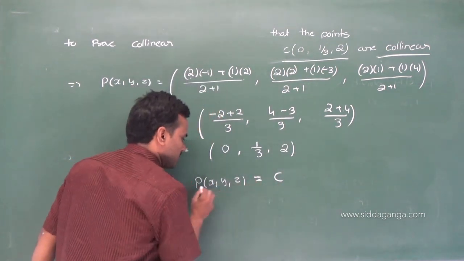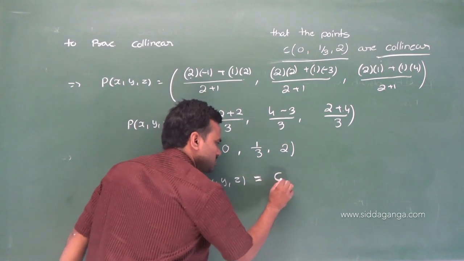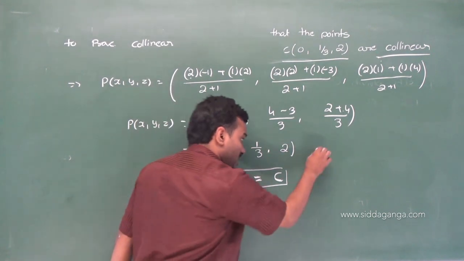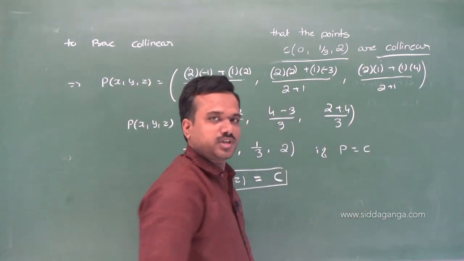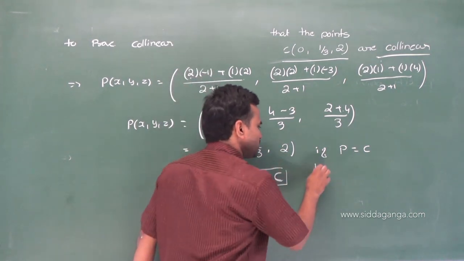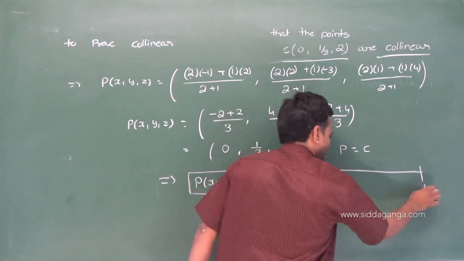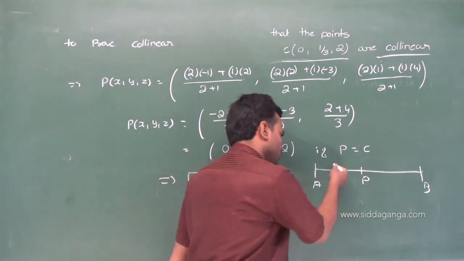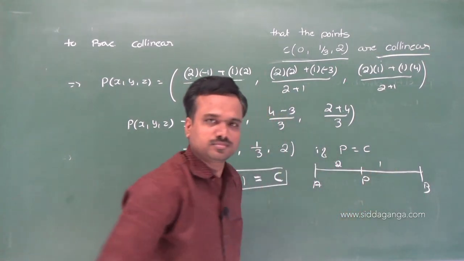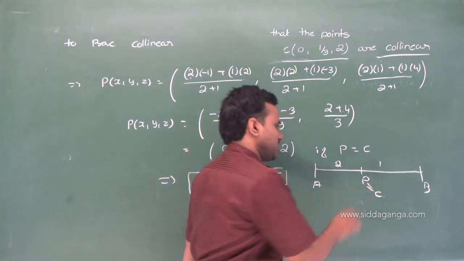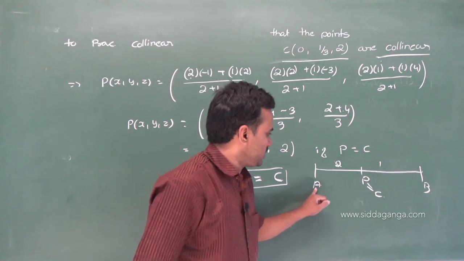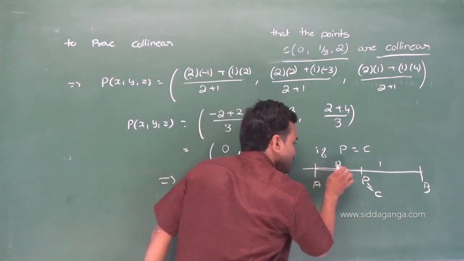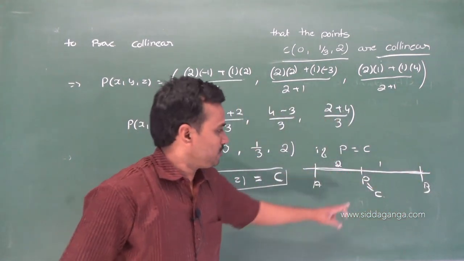So P of x comma y comma z is nothing but C. If this condition satisfies, very important, if P is equal to C, the coordinate of P is equal to C, then what is the conclusion? AB here, firstly we find the ratio. Ratio we already found, 2 is to 1. If P is equal to C, observe here, A, C, B lie on the same line. Correct?